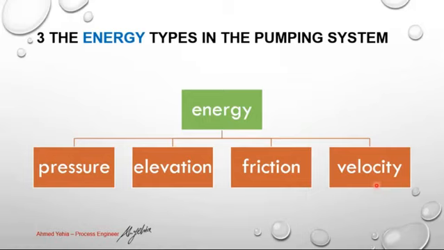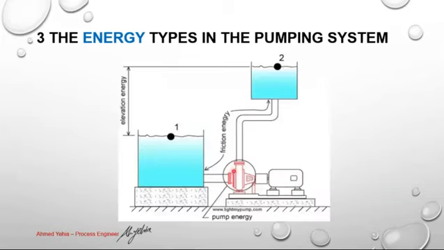The velocity or kinetic energy is the energy that moving objects have, and the friction energy is the energy that is lost to the environment through piping or fittings to the storage tank. Point one has elevation energy due to its height above the pump, and point two also has elevation energy due to its height above the pump. So this pump must supply the difference in elevation between the two points, point one and point two.